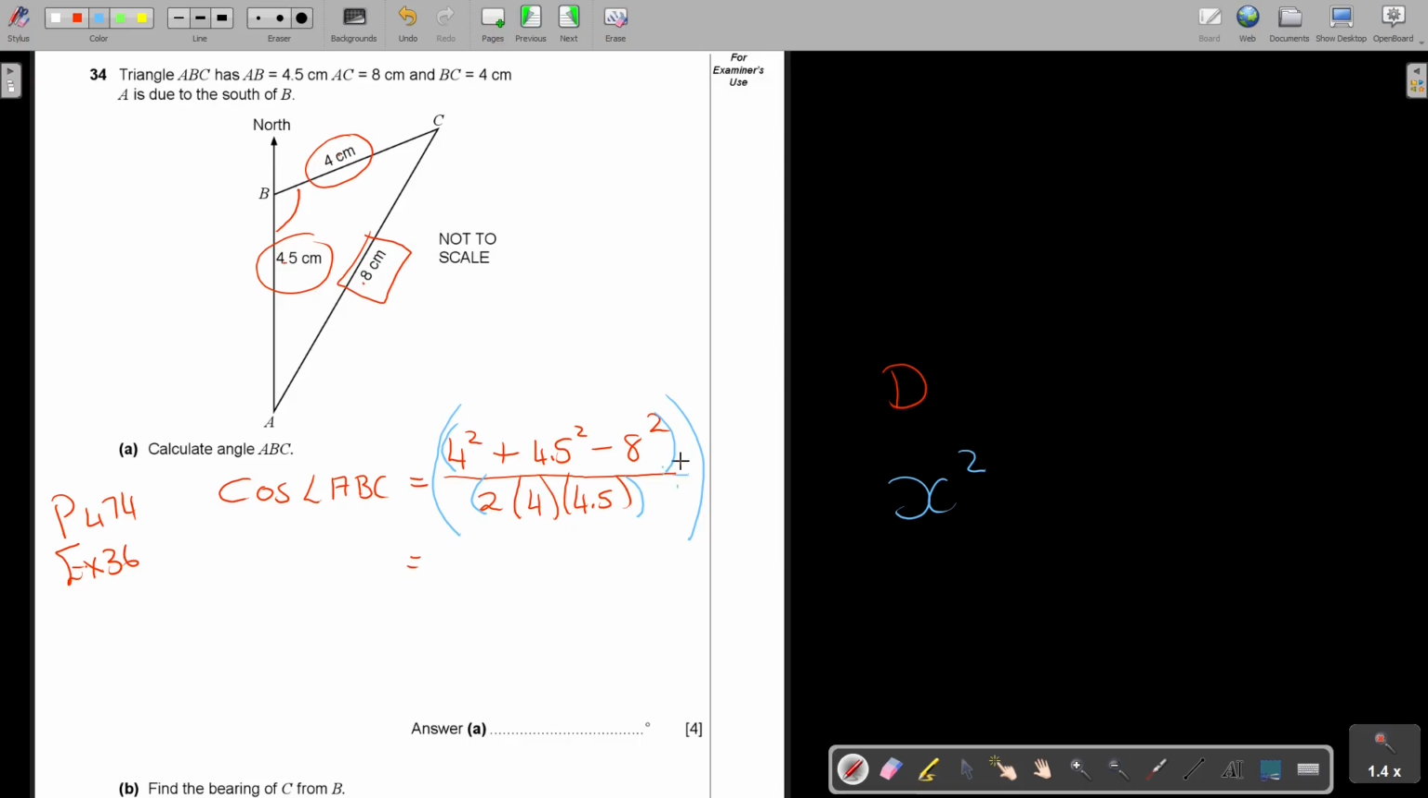And then you say divide. And then again that small blue bracket. And then you say 2 multiply 4 multiply 4.5. Close the small blue bracket. And then close the big blue bracket. And then press equal.